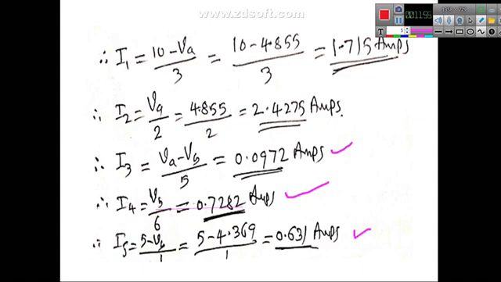So these are called branch currents. Once we determine the nodal voltages, you can easily determine the branch currents. That is how you get the solution for a given network: the voltages at the identified nodes and the currents in whatever branches are present in the network.